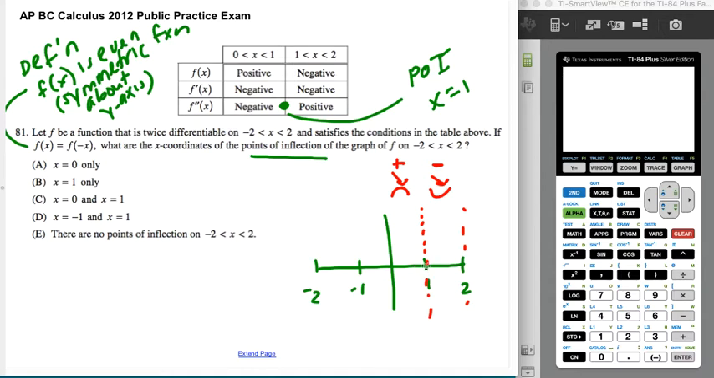So basically what's happening is we have a graph that is cupping down and going downhill, but above the axis, and then still going downhill, but now cupping up and also below the axis. The graph kind of looks like this. Since it's symmetric about the y-axis, it's going to look like this. So if this is a point of inflection, this is also a point of inflection. So our answer is going to end up being D.